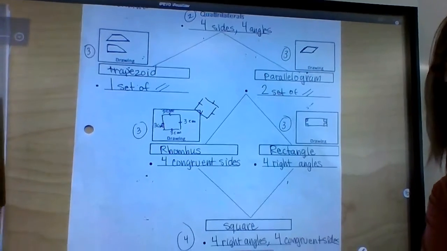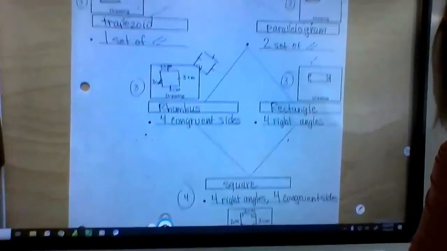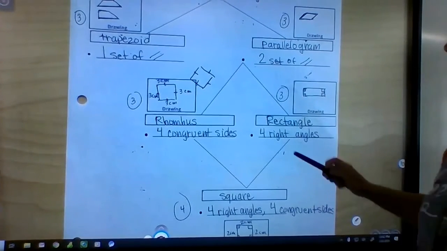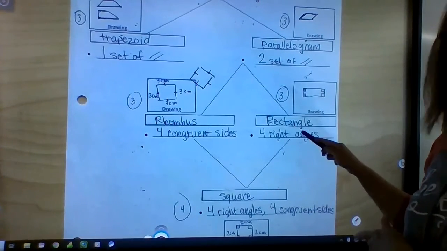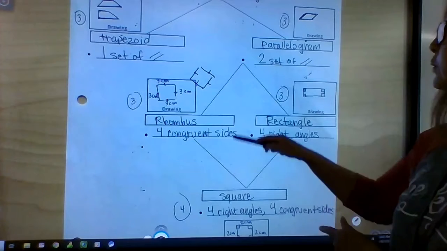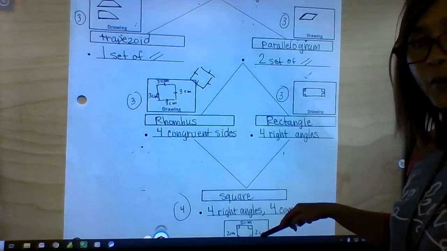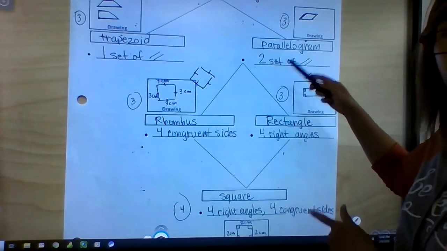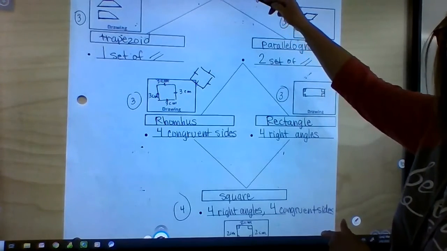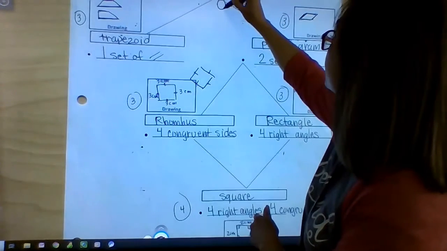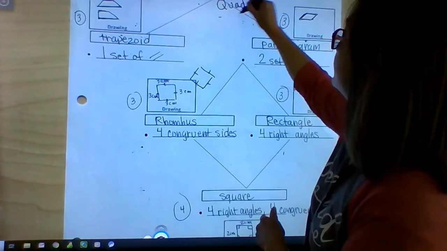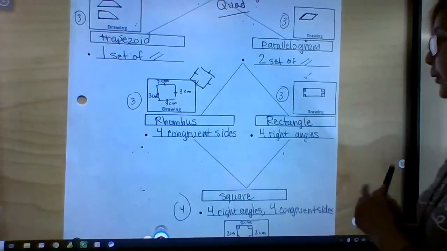Let's see if I can slide that down a little bit. Okay, so again, a square is a rectangle. A square is also classified as a rhombus. A square is also classified as a parallelogram, and it's also classified as a quad. So I know you can't see quad anymore, but the quad is right up here. Okay? All right, so how does that work?